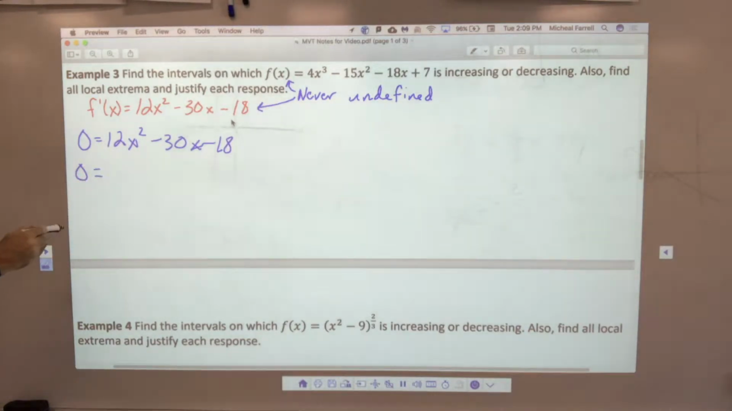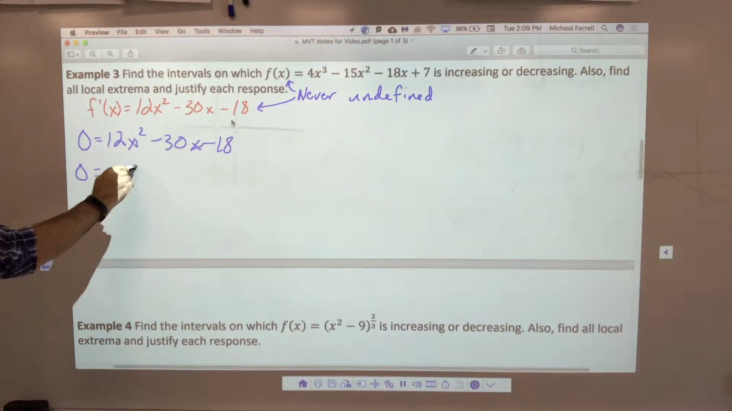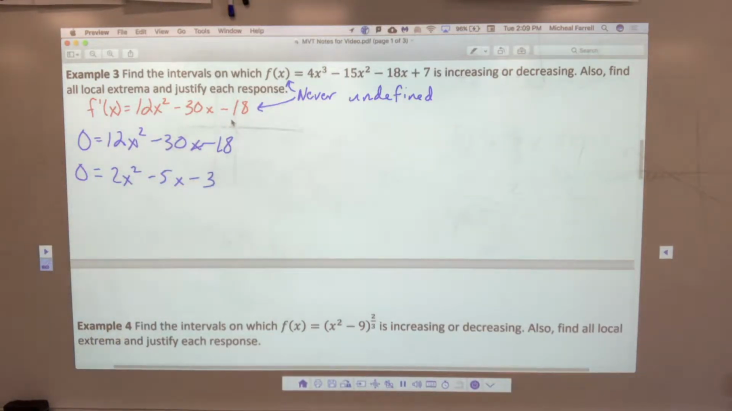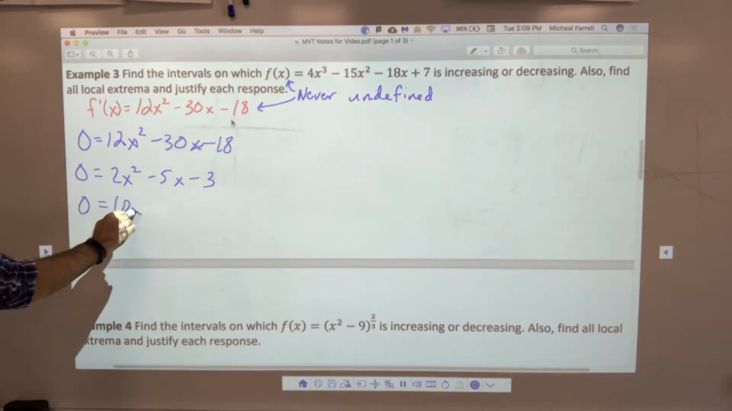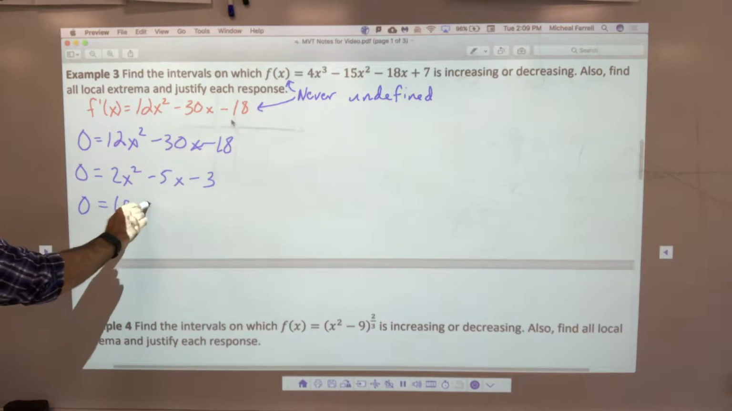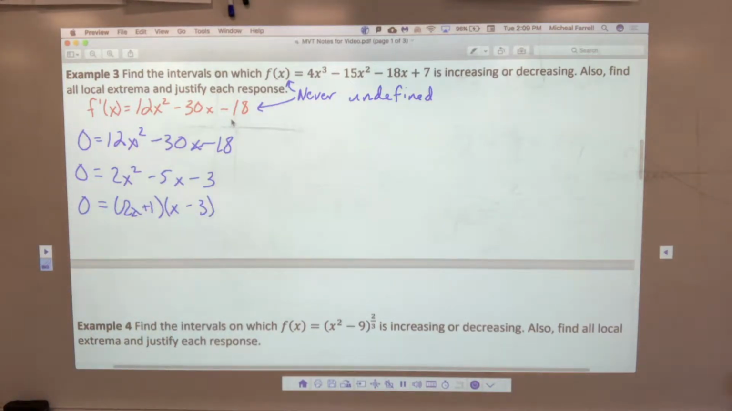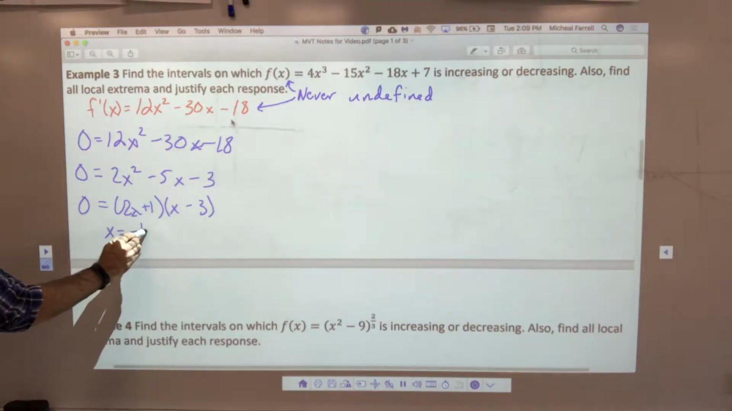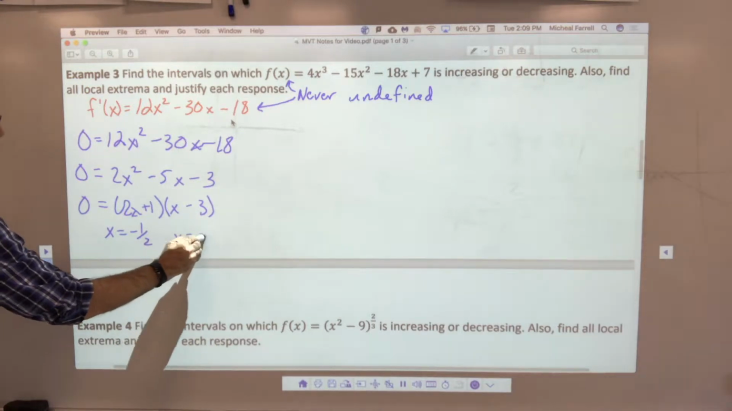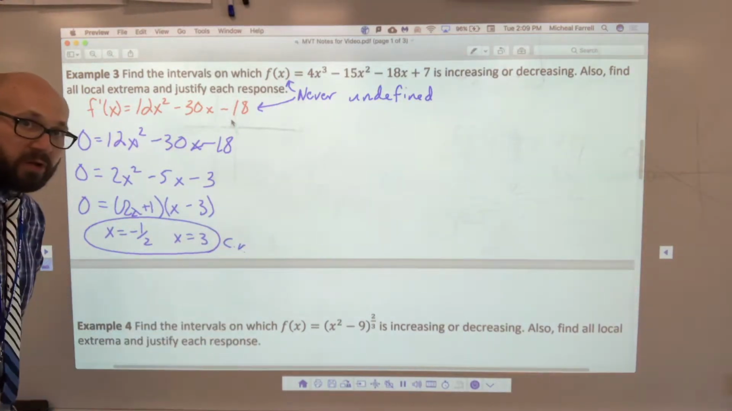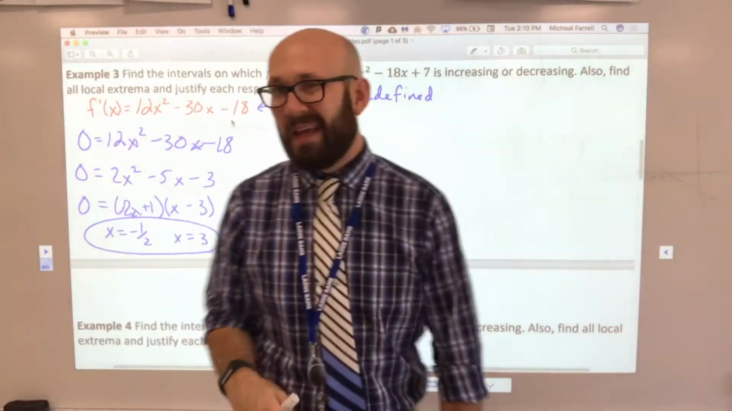This is going to boil down to 2x squared minus 5x minus 3. And when we factor that out, I think we can think through that one. That becomes 2x plus 1, and then x minus 3. So from there, we get two solutions to the quadratic. We get x equals -1/2 and x equals 3. Now these are both of our critical values. I'm just going to put CV there for critical values, what we've been talking about a lot this week.